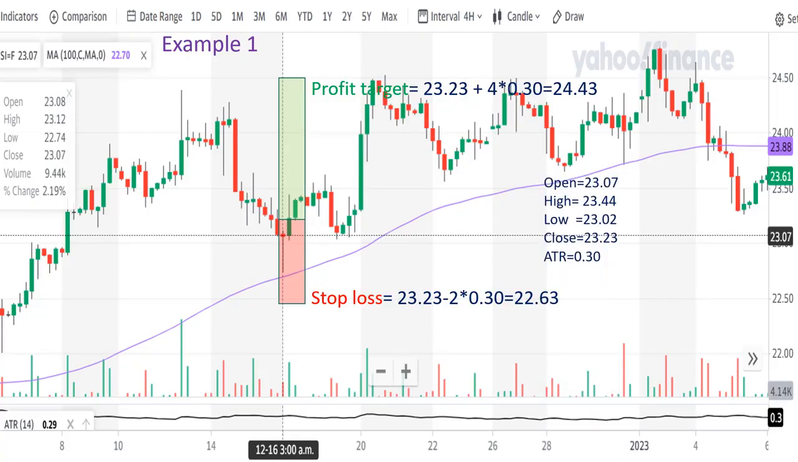I can also go to 1 hour time frame and find my entry point at 5 a.m. instead of 7 a.m. here 2 hours before. This way I can gain 29 cents. Let me show you how you can enter the trade in 1 hour time frame.